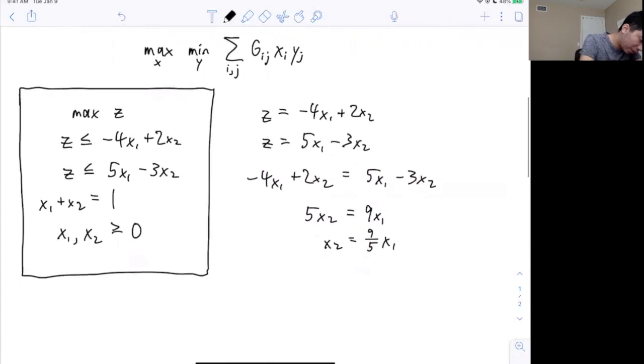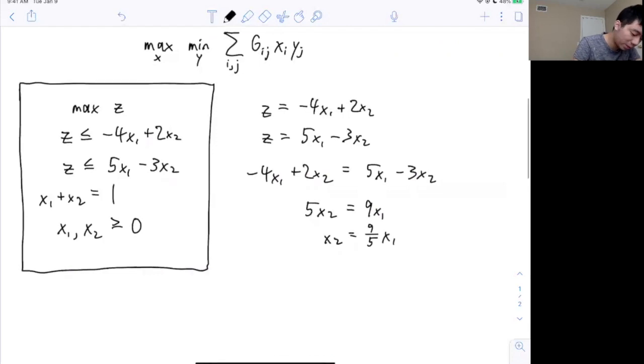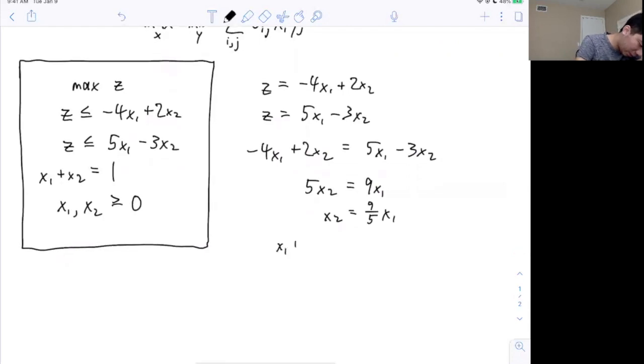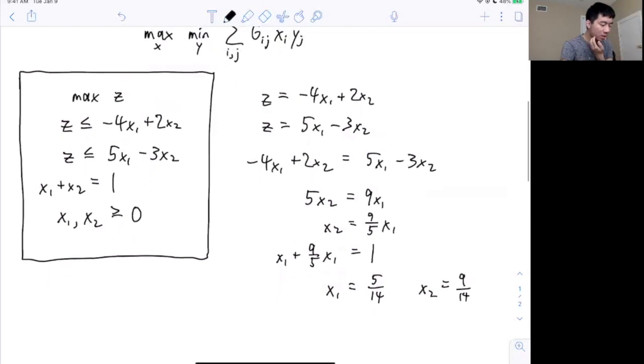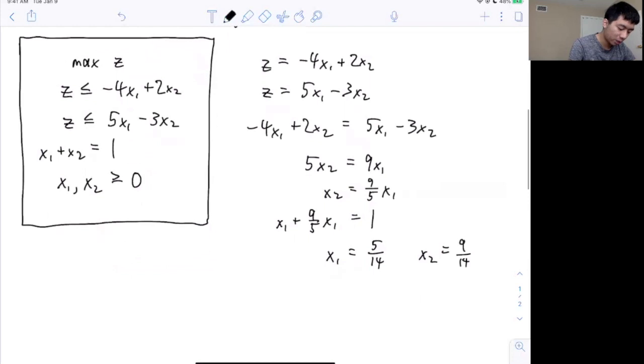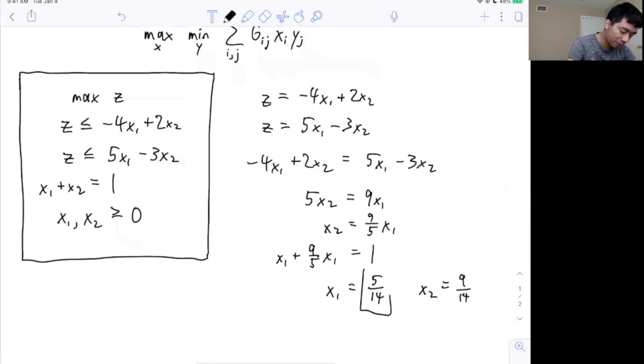And then when we plug this into the x1 plus x2 equals 1 constraint, we get x1 plus 9/5 x1 equals 1, or x1 equals 5/14. And similarly, x2 would thus equal 9/14. So this is the row player's optimal strategy. Row should choose A with probability 5/14 and B with probability 9/14.